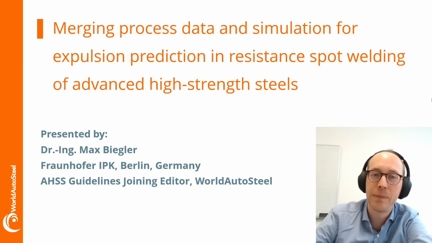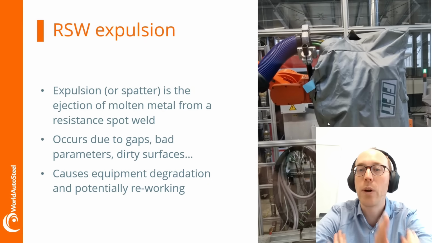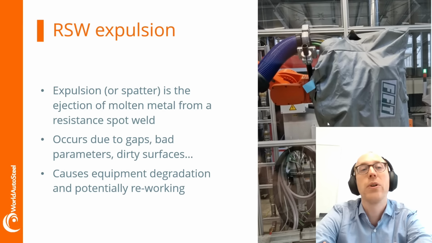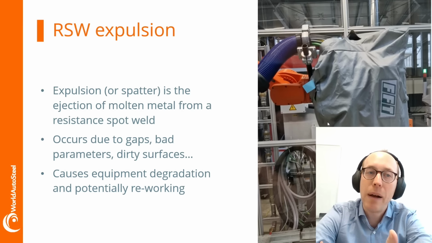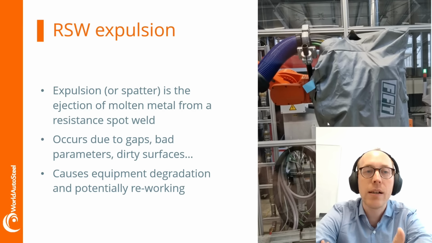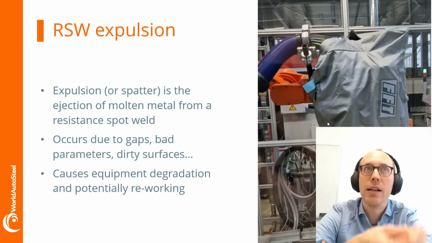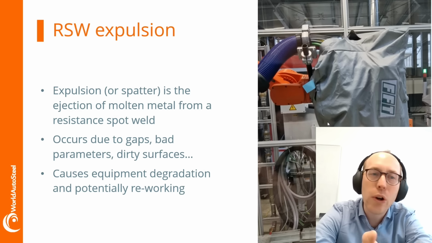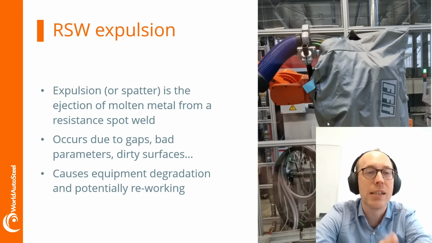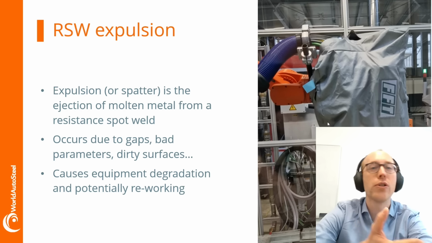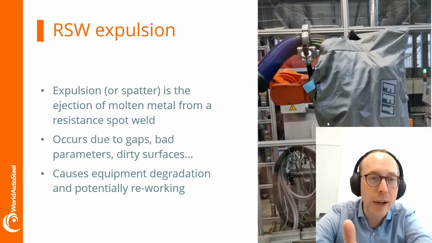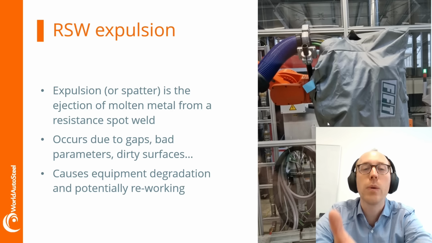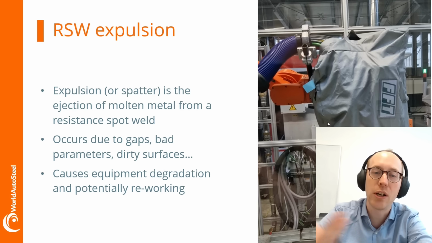Let's jump right in. Let's see what expulsion is and why we want to avoid it. Expulsion in resistance spot welding, often called spatter in common tongue, is the ejection of molten metal from a resistance spot weld. It can occur due to a variety of reasons like gaps, bad parameters, dirty surfaces, and tolerances, and it can cause equipment degradation and potentially reworking.